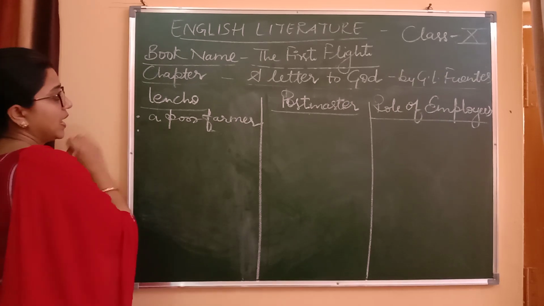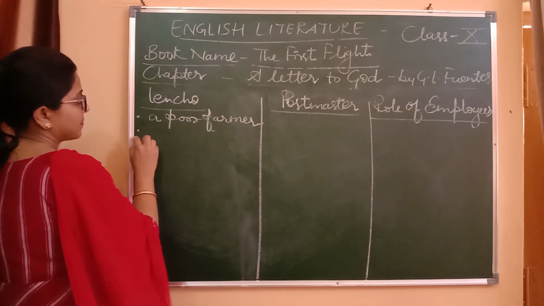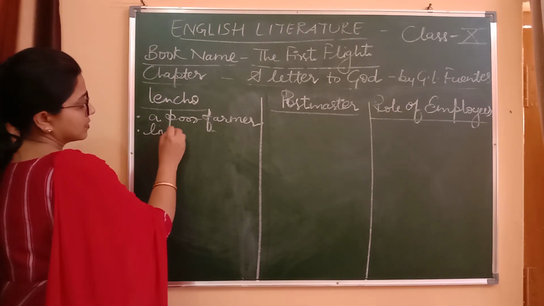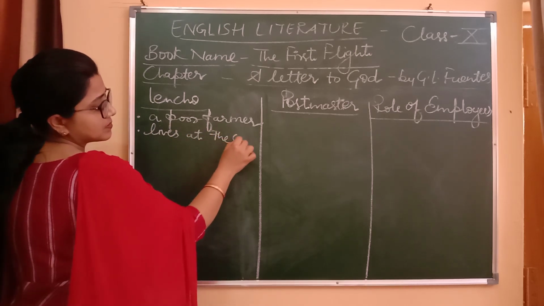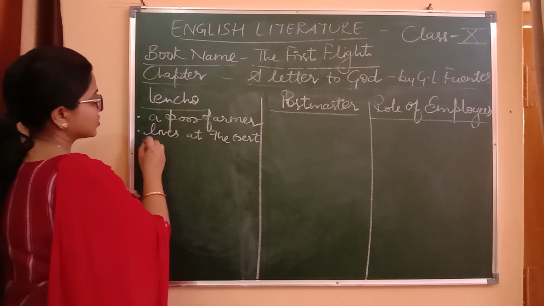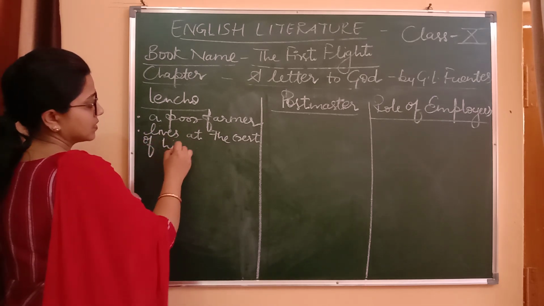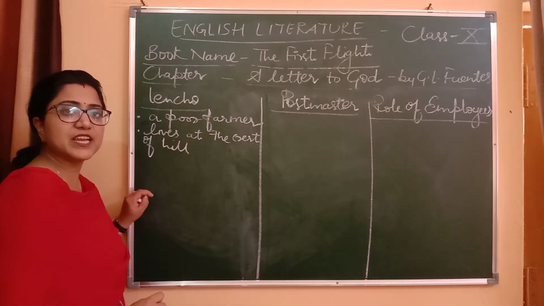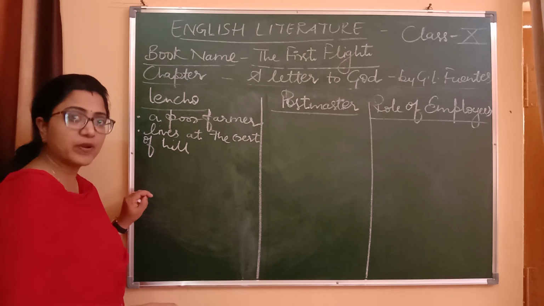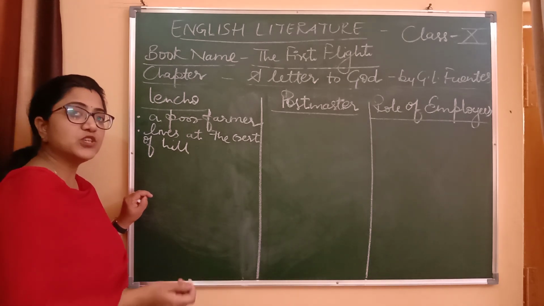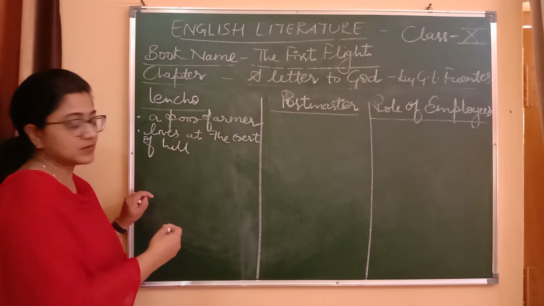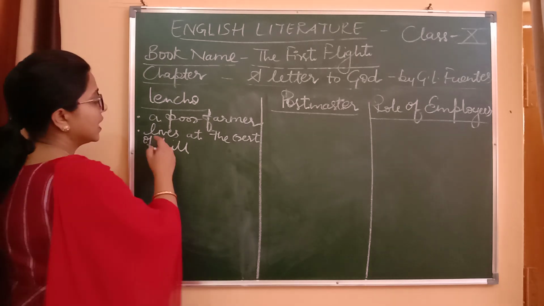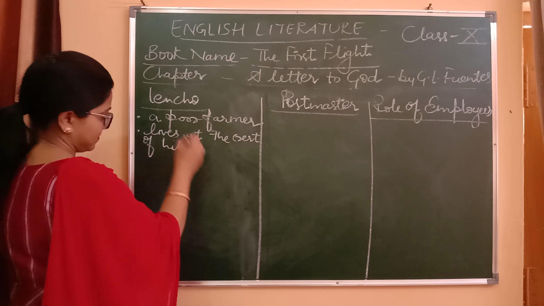Next characteristic: lives at the crest of a hill. I think all these keynotes should be noted down. You can note them down so that you can recall each and everything related with this chapter. Otherwise, you will forget. Lives at the crest of hill.